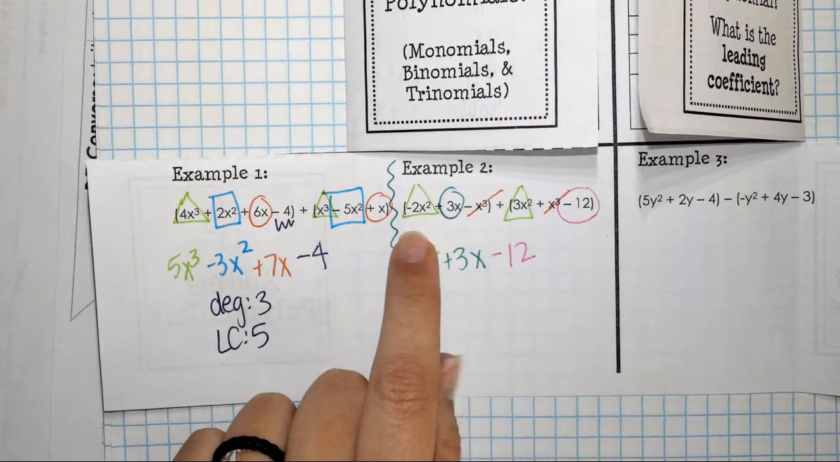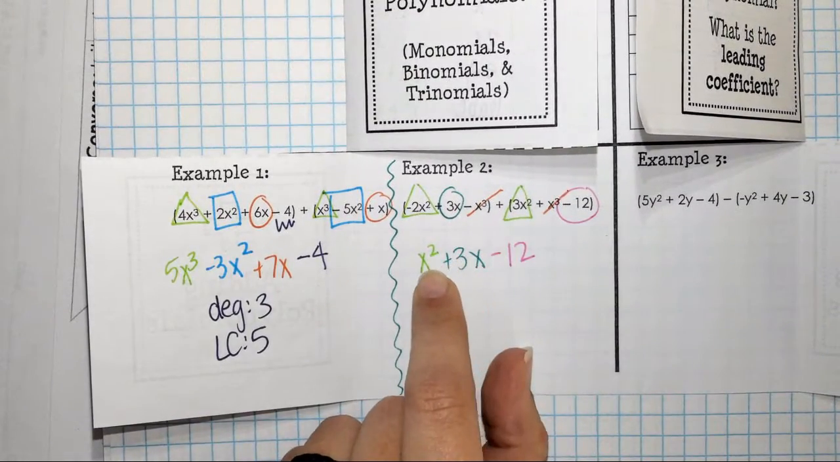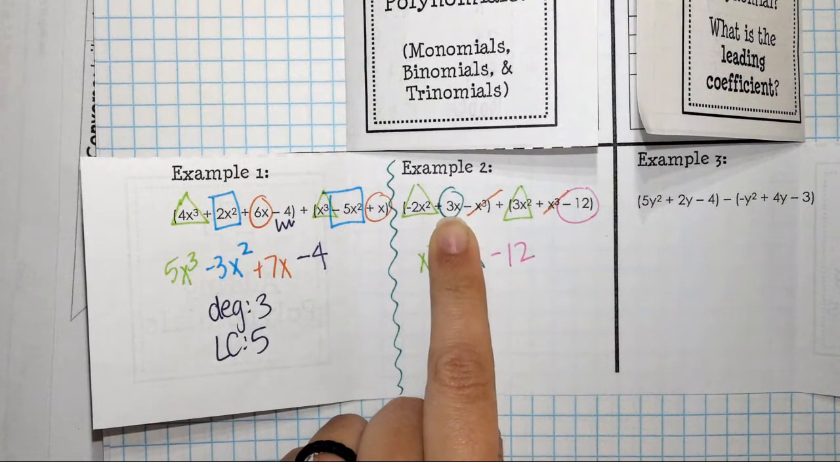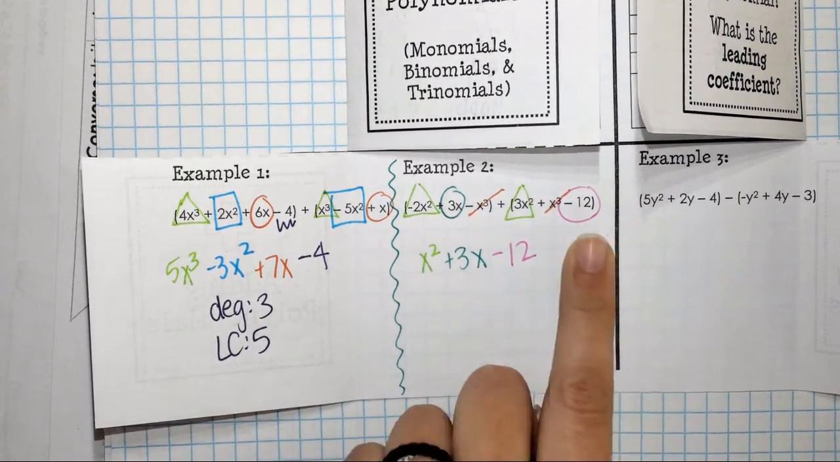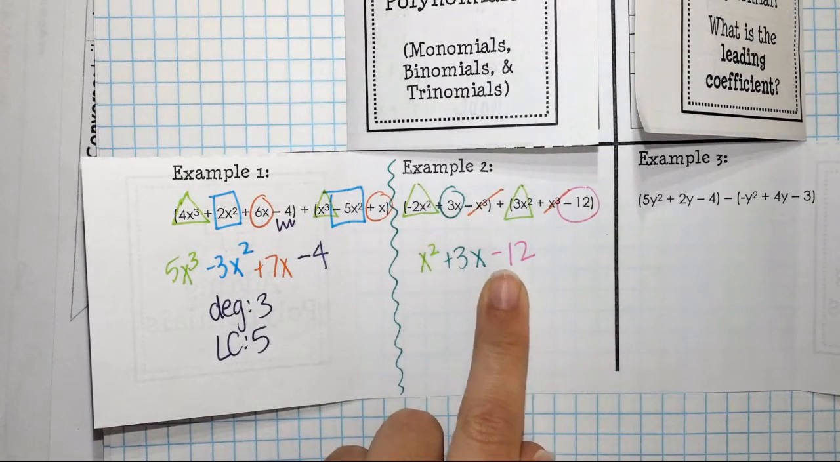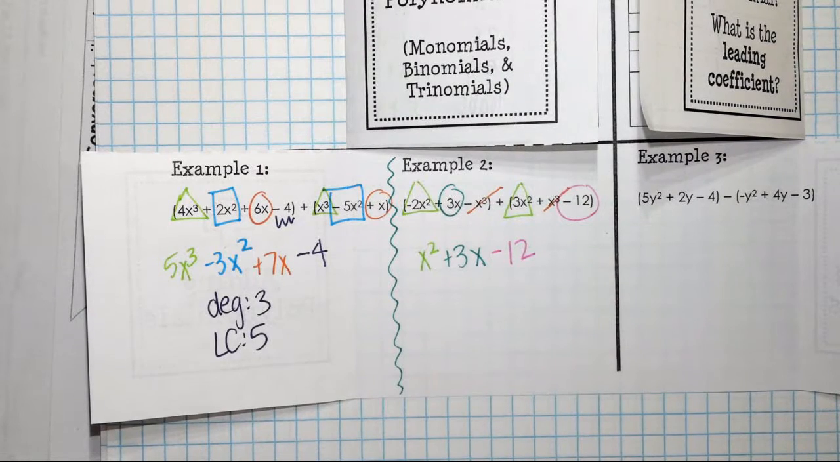Alright, so look, the first thing I did was I did negative 2x squared plus 3x squared. And I got 1x squared. And then I said 3x doesn't have anything to combine with, so I brought it down. Negative 12 doesn't have anything to combine with, so I brought it down. And negative x cubed plus x cubed cancels.